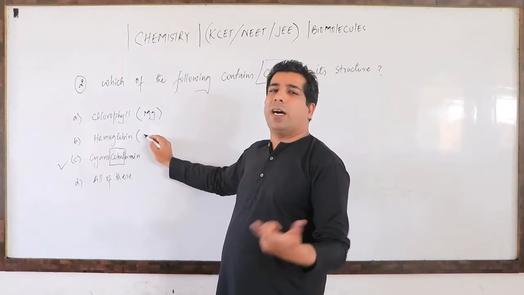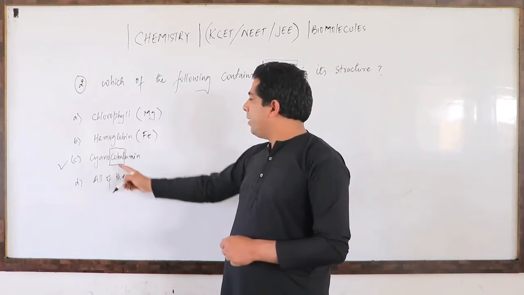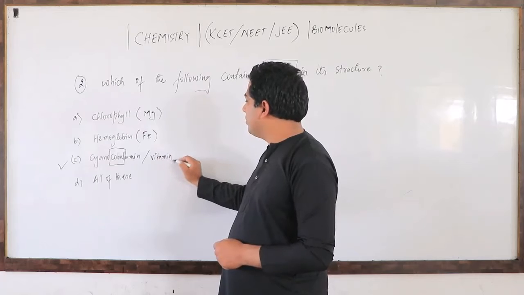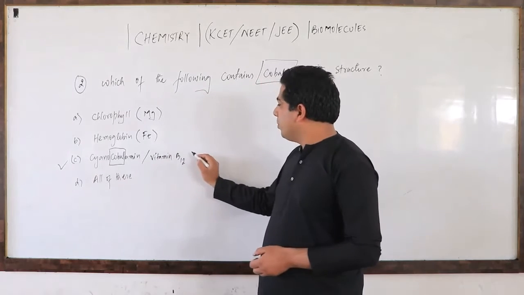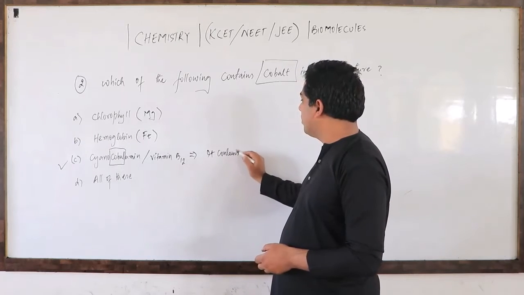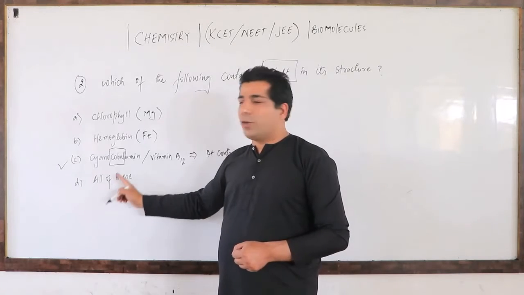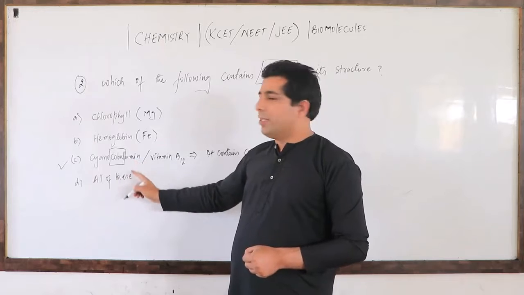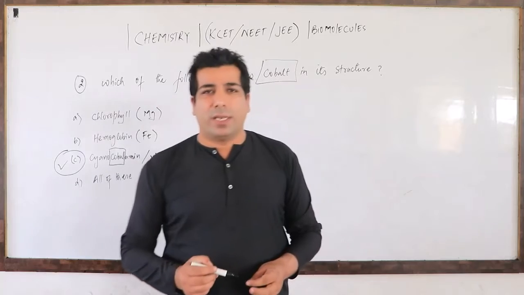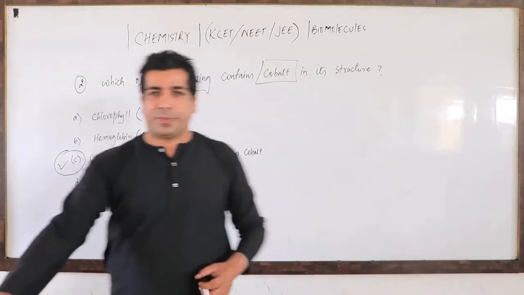Hemoglobin is associated with RBCs, I have discussed about it. It contains iron. And cyanocobalamine is also known as vitamin B12, and it contains cobalt. So this cannot be the answer because only one option is containing the cobalt. So the answer is C, cyanocobalamine. It contains cobalt. Okay, so answer is the third option. Please make note of this.